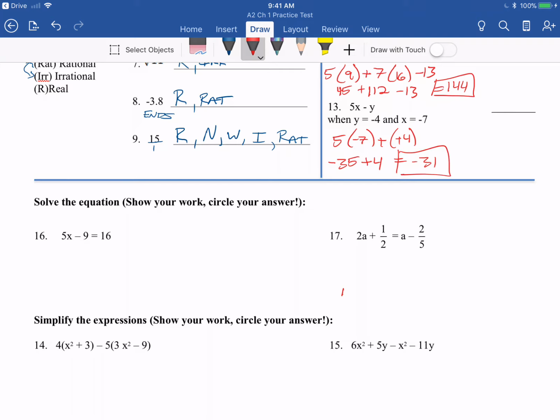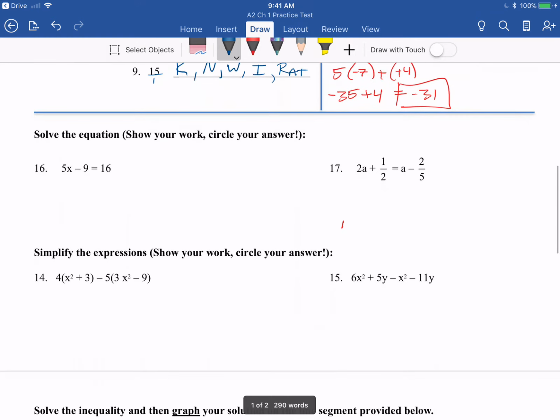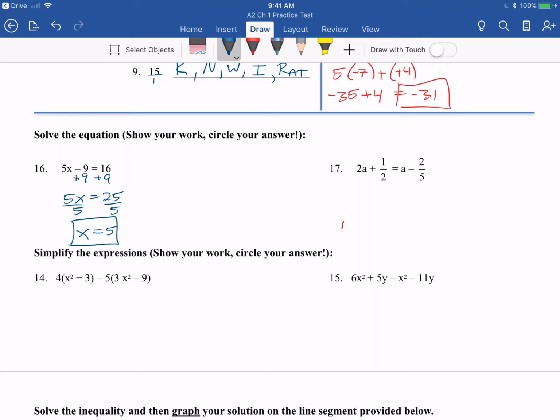Awesome. All right, so now solving. Hey, these are kind of some of my favorite ones here. Solve these equations, show all your work, and circle your answer. So here for my first one, to solve for x, I got to add 9. I got to add 9. I get 5x is equal to 25. And to get x all by itself, I got to divide by 5, so I get x equals 5. Okay, that's all my work. You're showing your work, you're good.